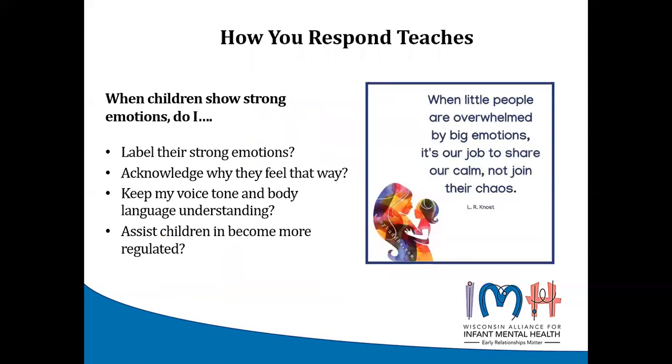And it is also important to know that how you respond also teaches. So some things to think about. When a child shows a strong emotion, you want to think, did I label that emotion? Did I acknowledge why they feel that way? Did I keep my voice and tone and body language understanding? So again, did you as the adult regulate yourself? And then did you assist children in becoming more regulated? So we also have to take some responsibility in how we respond to challenging behavior. So we have to check ourselves first.